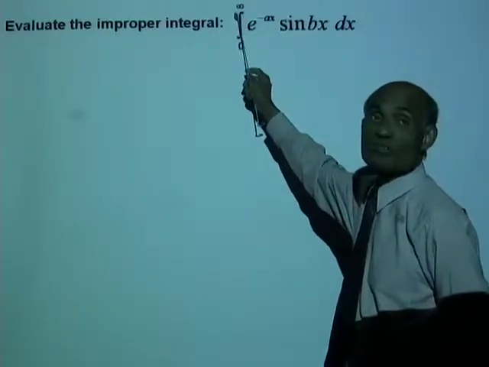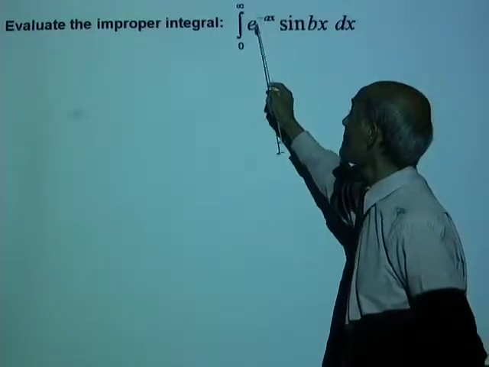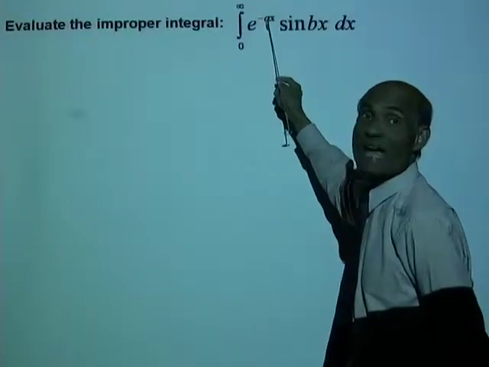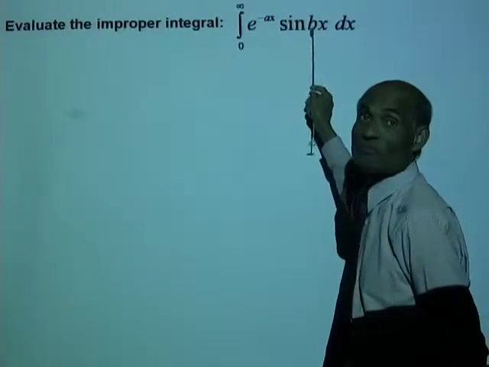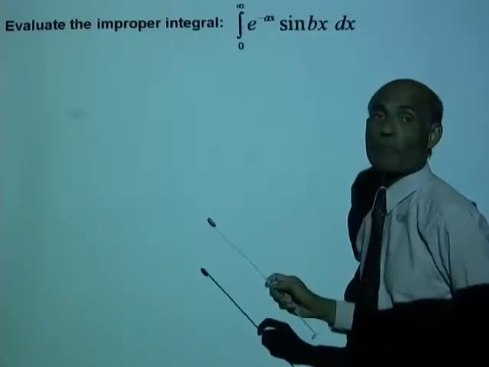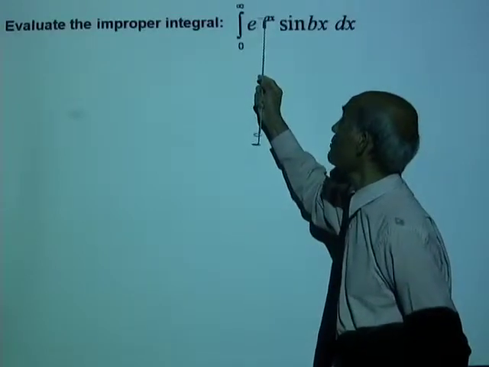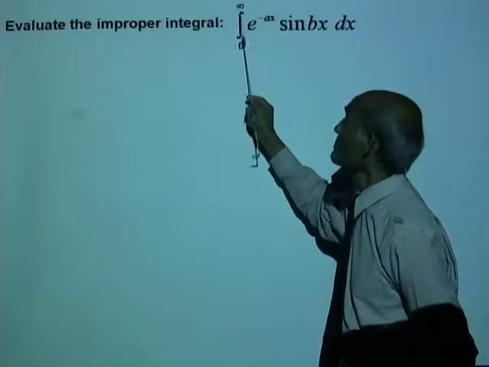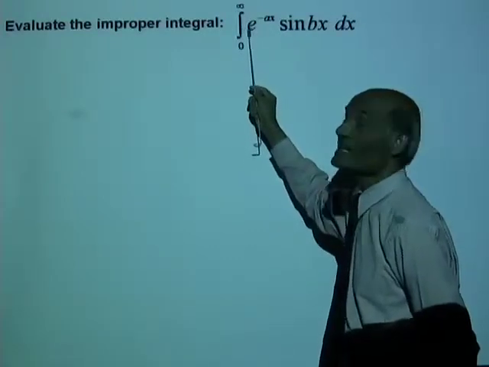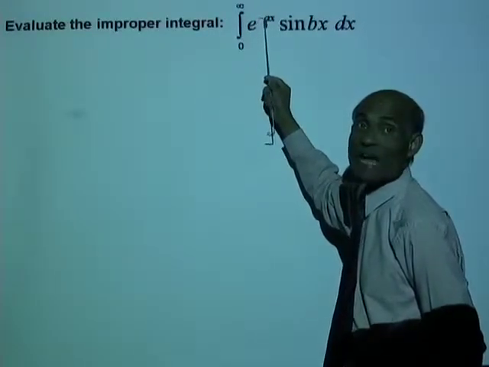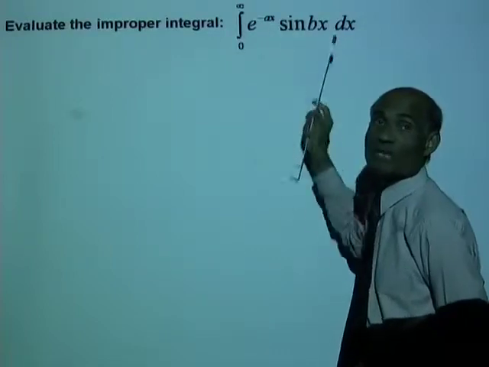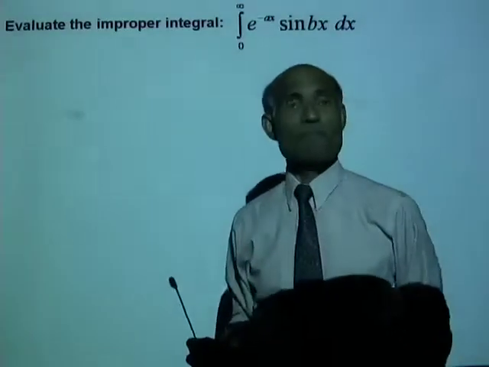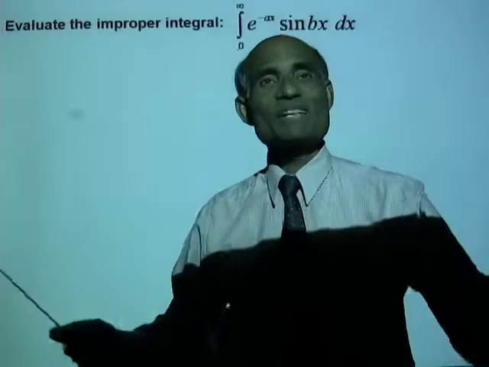Integral 0 to infinity e to the power of negative ax sine bx dx. Alright, if you cannot read this properly, just listen when I read it. Integral 0 to infinity e to the power of negative ax sine bx dx. What's the method for integrating this?